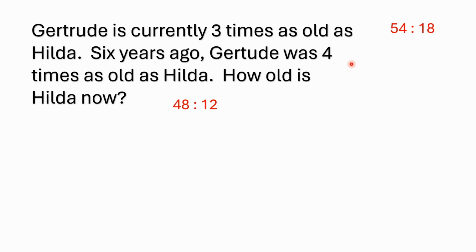So, currently Gertrude would be 54. Hilda is 18. 6 years ago, Gertrude would have been 48 and Hilda would have been 12. So I hope this methodology makes sense, and you can really apply this on any of these types of problems, and it makes it a lot easier to solve.